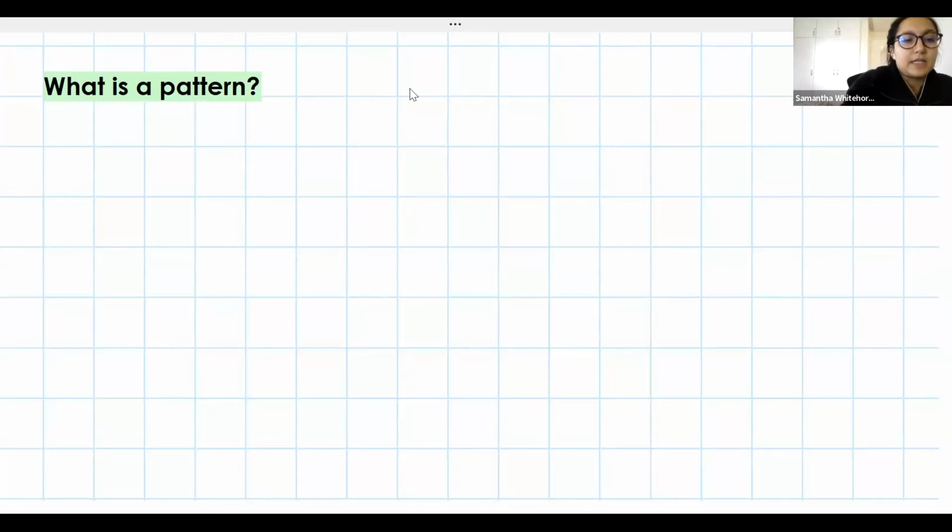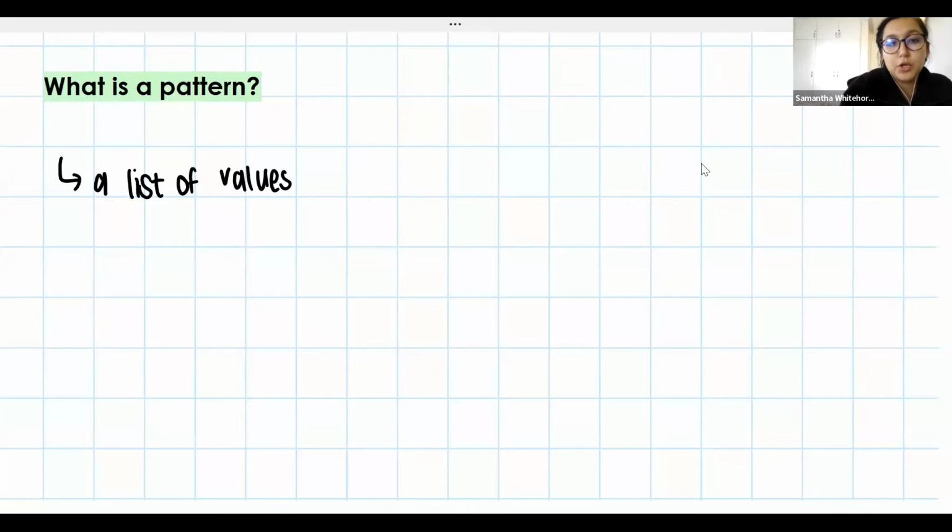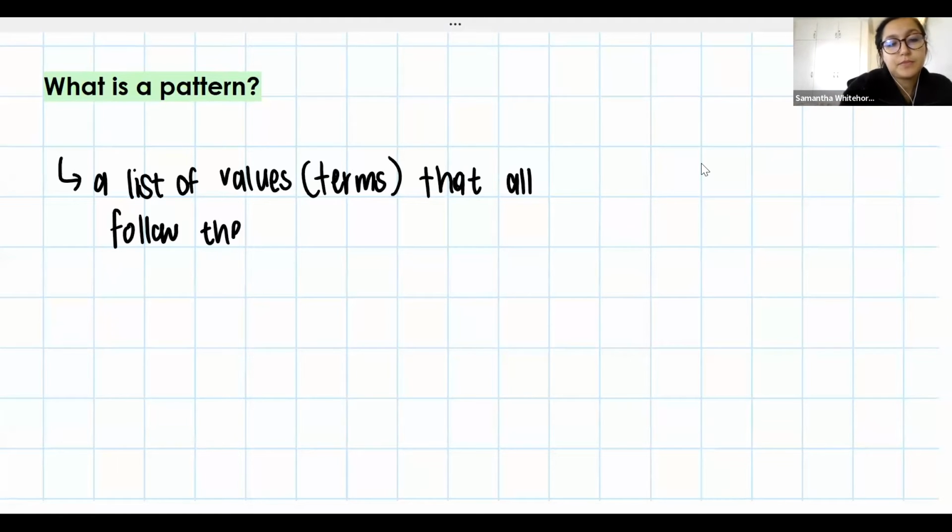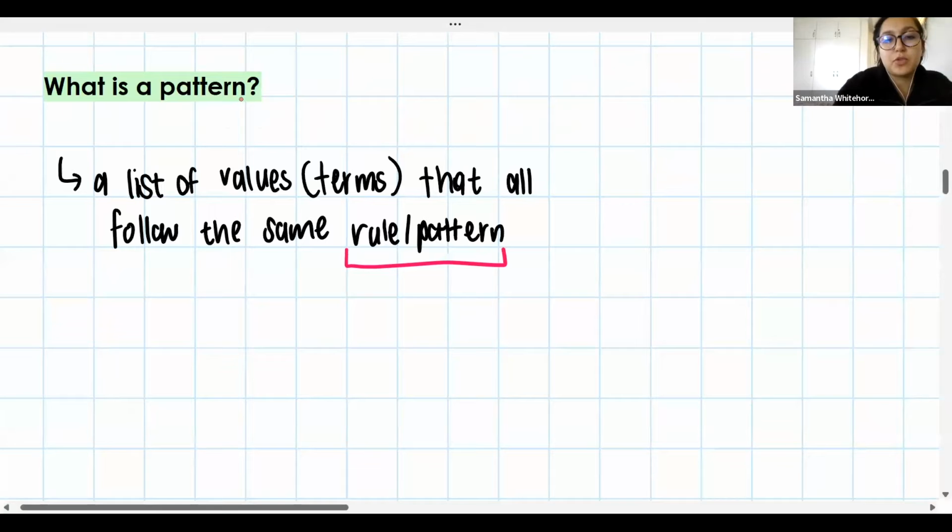So essentially a number pattern is exactly as we've said, a list of numbers or a list of values. And we call these values, specifically when we talk about number patterns, we call them terms that all follow the same rule or the same pattern. Now, when I'm talking about a rule or a pattern, if we are going to times the first term by 4, we're going to times every term by 4. So this could be multiples or multiplying by a value.